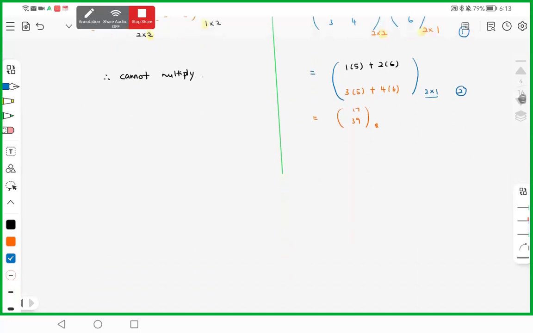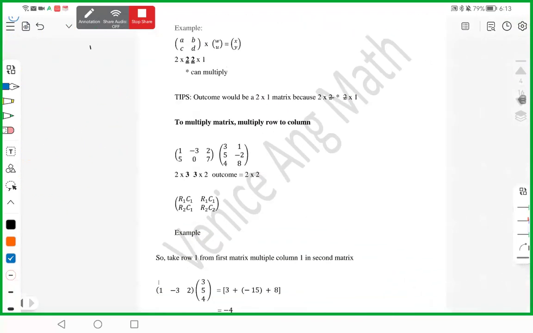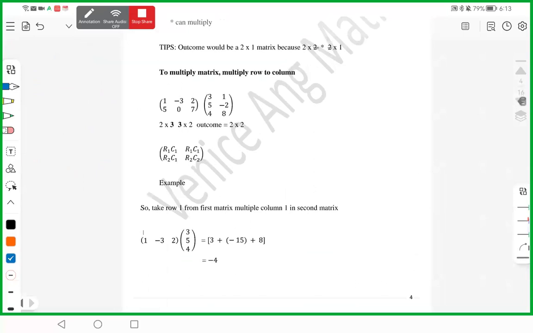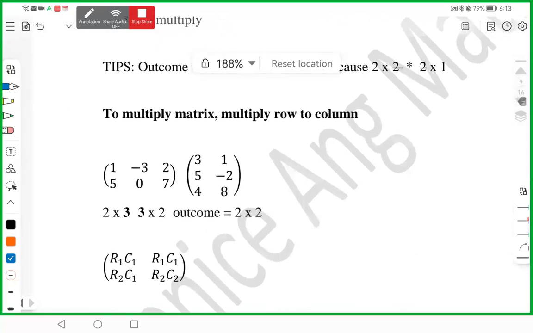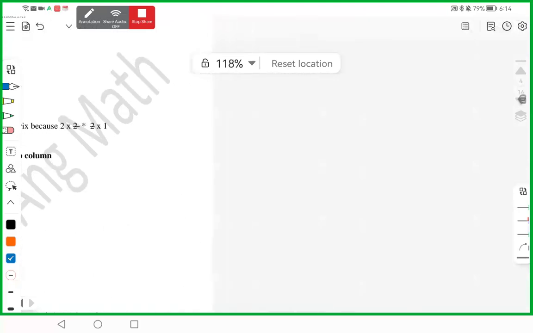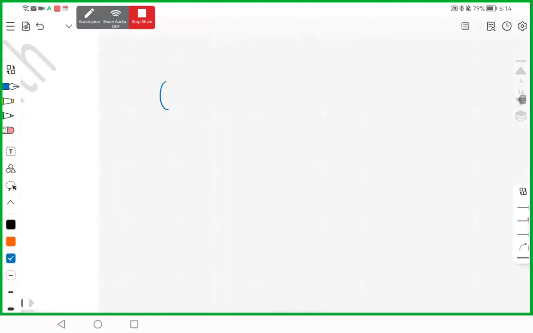Okay, let's try another one. This one may be too hard at the moment. Okay, like this. First question, can these two matrices be multiplied or not? Must check the order first. Let's write down the order first.